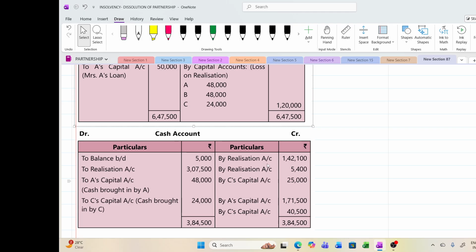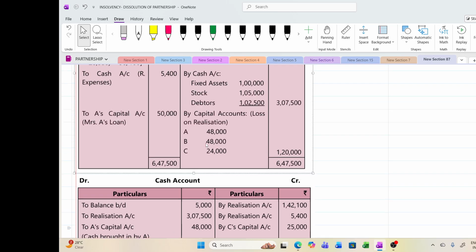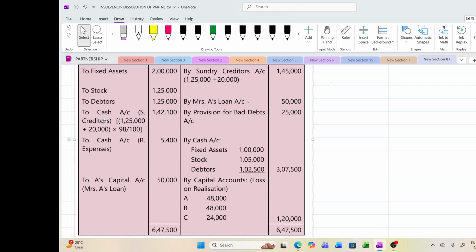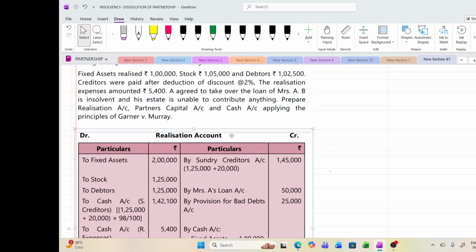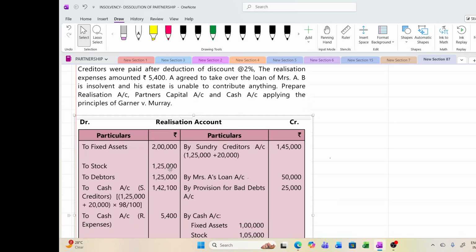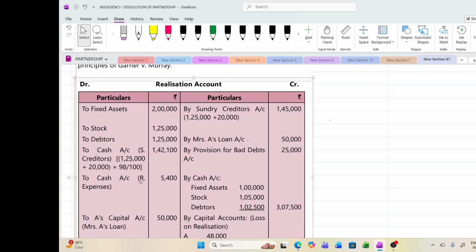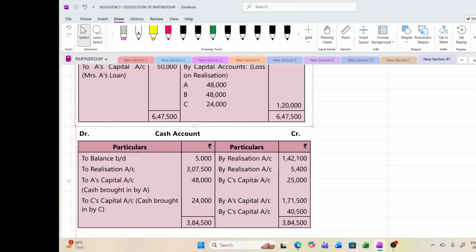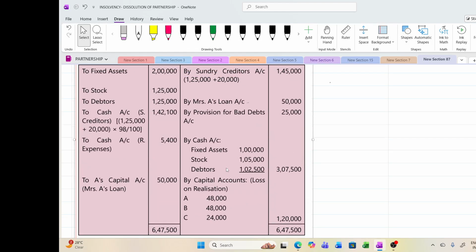Creditors paid 98%. So go to the realization account on the debit side to cash account 1,42,100. So this point is also over. The realization expenses amounted to 5,400. Expenses, immediately debit the realization account and credit the bank account. Realization to bank account or cash account for realization expenses or dissolution expenses by realization account 5,400.